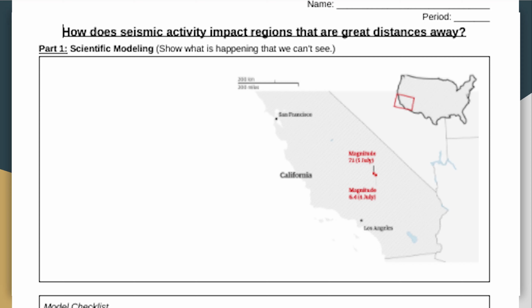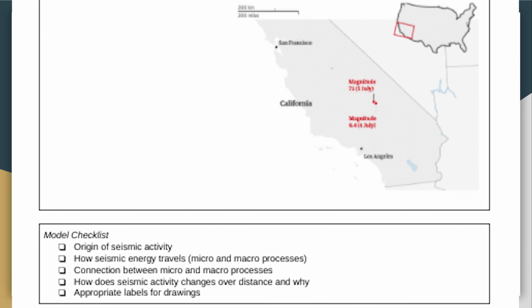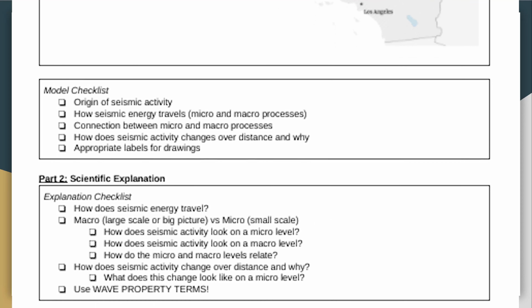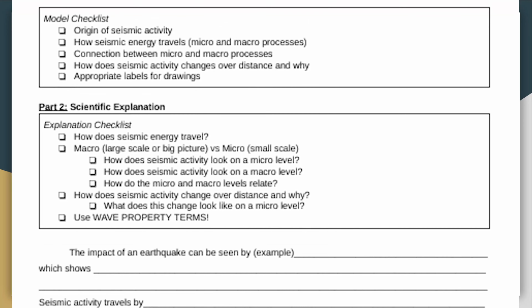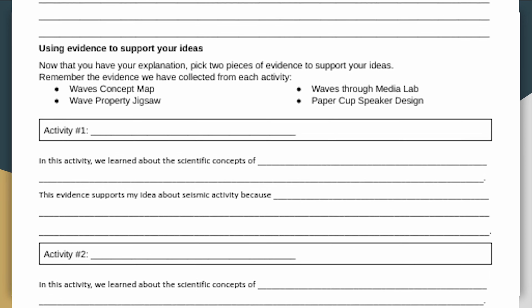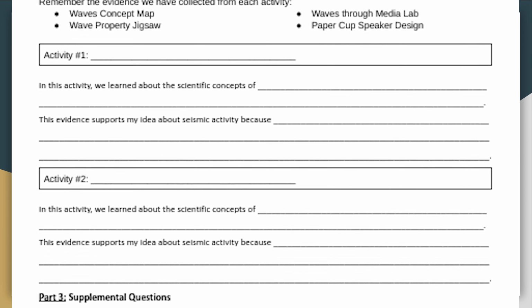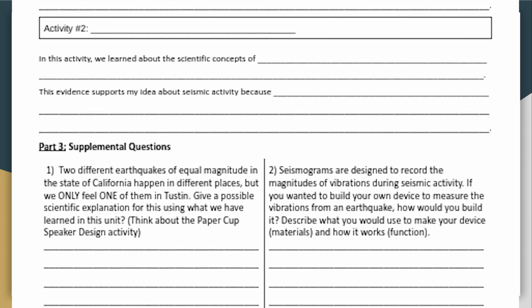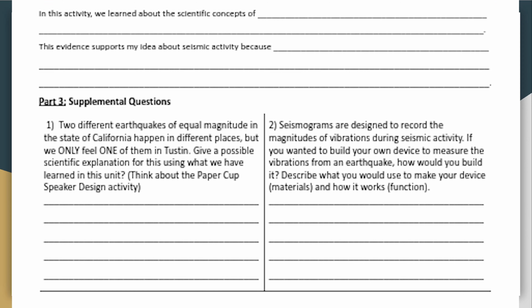Students will be assessed through an individual worksheet where they will be asked to model the phenomena and also give a written explanation. Students will be provided with a checklist for each of these components. Students will also be asked to identify evidence from their learning activities that support their explanations. Students will also be given supplemental questions that are open-ended and allow them to show what they know.